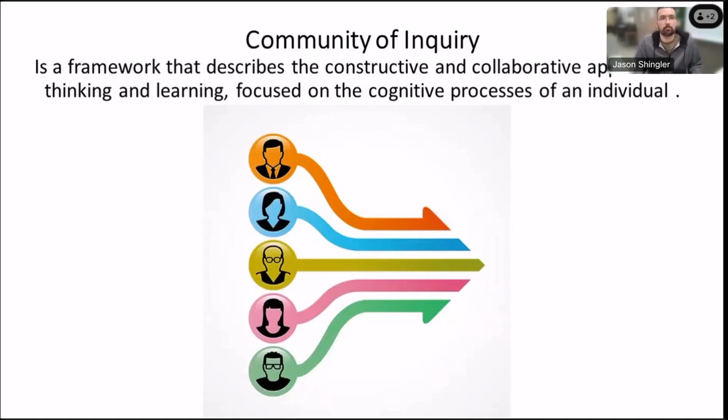So what we're going to be talking about for this is the community of inquiry. It's a framework that describes the constructive and collaborative approach to thinking and learning focused on the cognitive process of an individual.